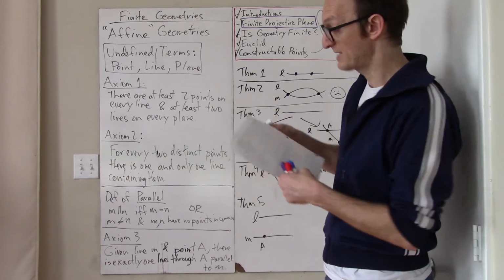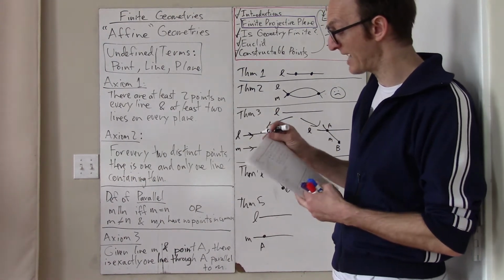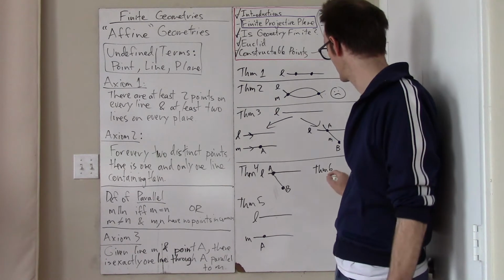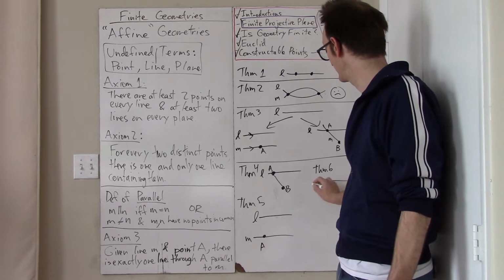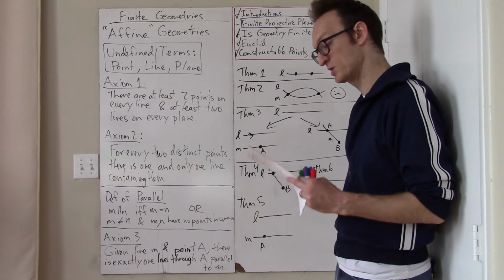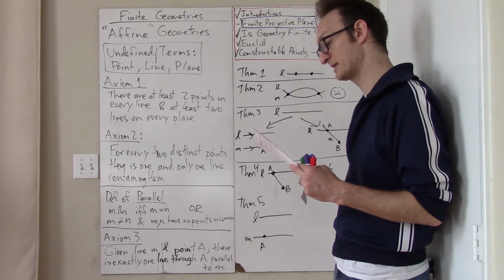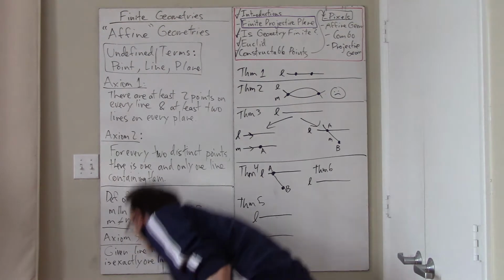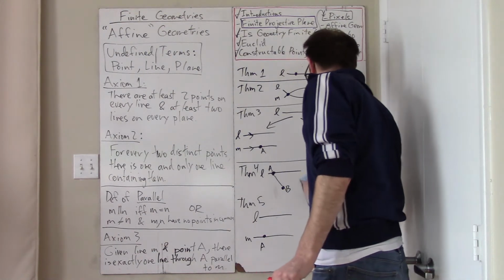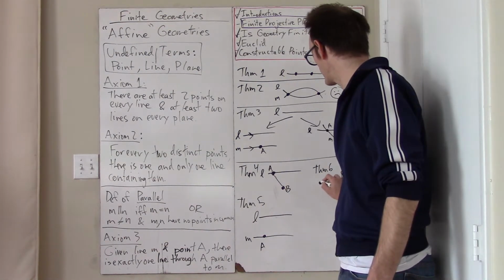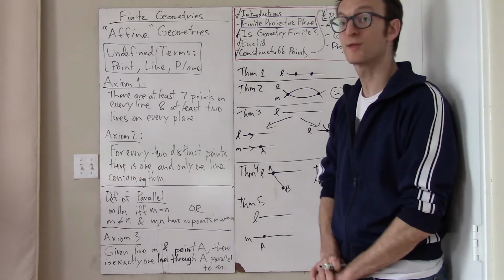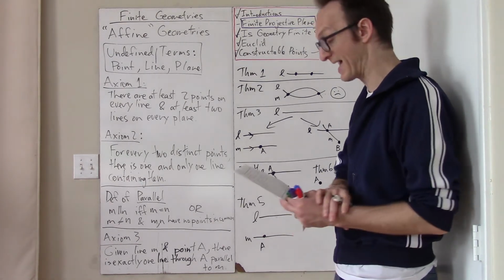Theorem 6 says, for a given point in a given plane, there's a line in that plane not containing that point. Oh, sorry. This says, given a point, just out there, just chilling, there's always got to be another line that doesn't go through A.